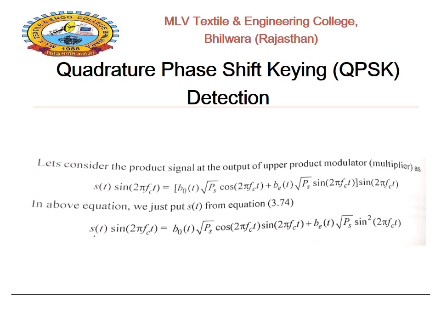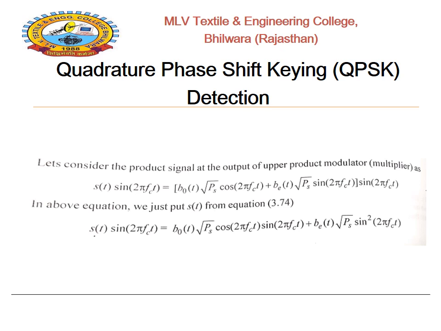As we see in this PPT, let us consider the product signal at the output of the upper product modulator or the multiplier, that is S of t multiplied by sin 2 pi fc of t, that is BO of t under root ps cos 2 pi fc t plus BE of t under root ps sin 2 pi fc t, multiplied by sin 2 pi fc t. In a similar way, for the below part, in the above equation S of t sin 2 pi fc t equals BO of t under root ps cos 2 pi fc t sin 2 pi fc t plus BE of t under root ps sin square 2 pi fc t.